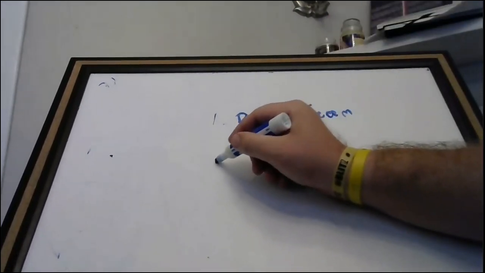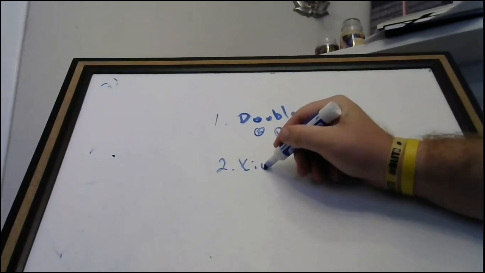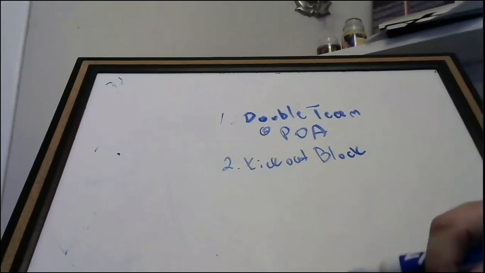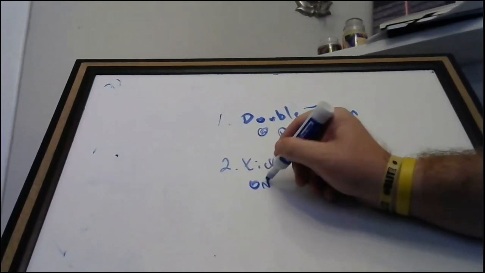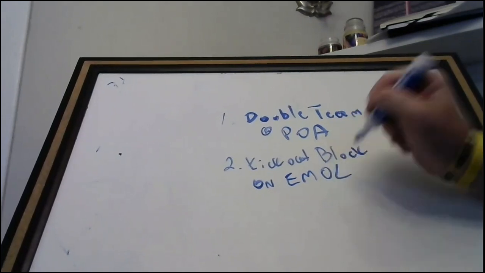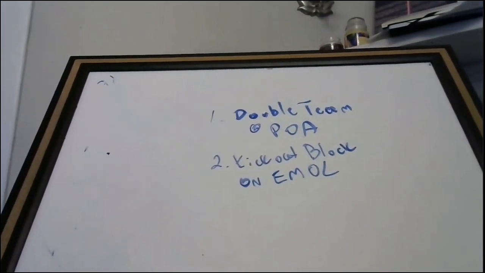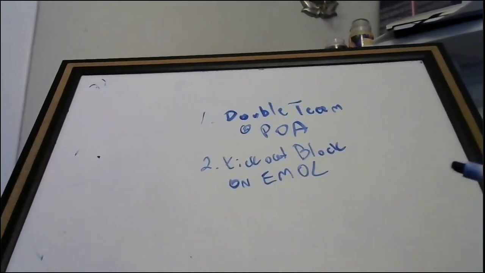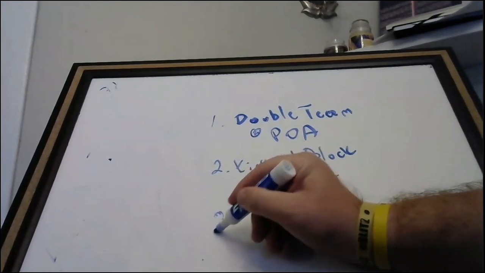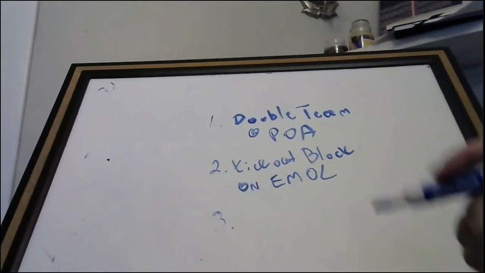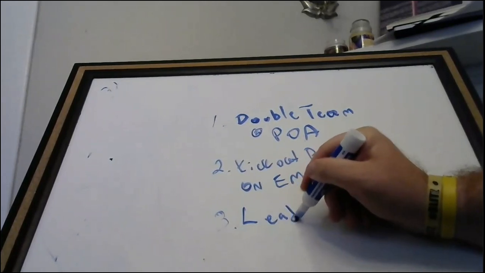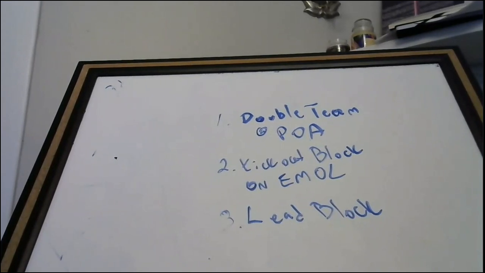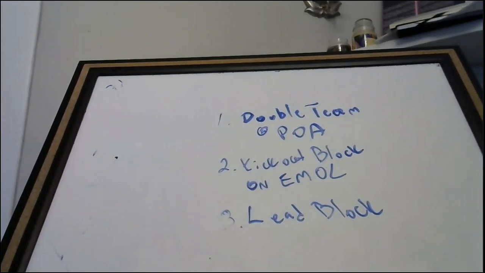Ba-boom. Number two, kick out block on the end man on the line of scrimmage. So the end man on the line is getting kicked out. Number three, by the way, guys, it is weird and trippy to write and see it coming up backwards on Zoom, and then the lead block. Those are the three main tenets of a power-based scheme.